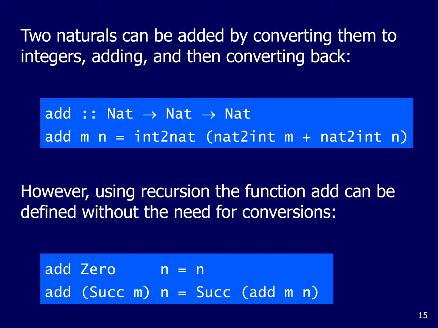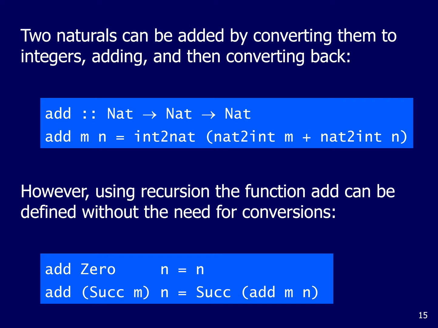So just for a bit of fun then, you can think, well, how could I add, if I wished to, two natural numbers? So two natural numbers could be added by converting them into integers, adding them as integers, and then converting them back to natural numbers. And that's what's expressed at the top of the slide here in the blue box. I'm defining an addition function, takes a nat, another nat, and gives me back a single nat.